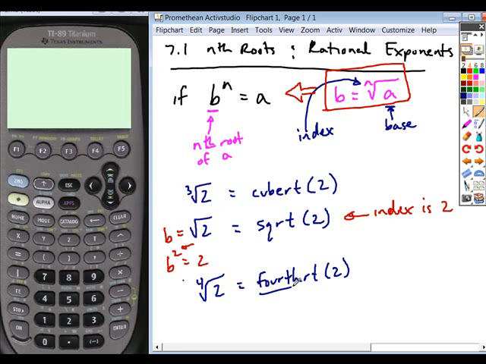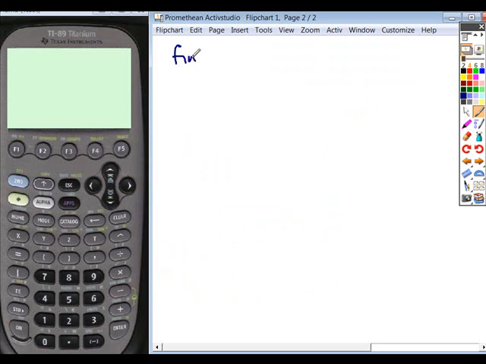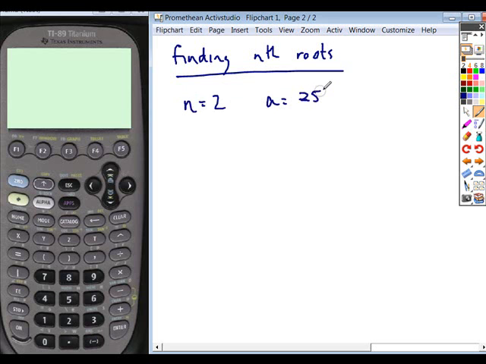All right, so you're going to see a couple problems on the homework that will ask you to find nth roots. Basically what they're saying is, if I give you n is equal to 2 and a is equal to 25, find the nth roots of that.